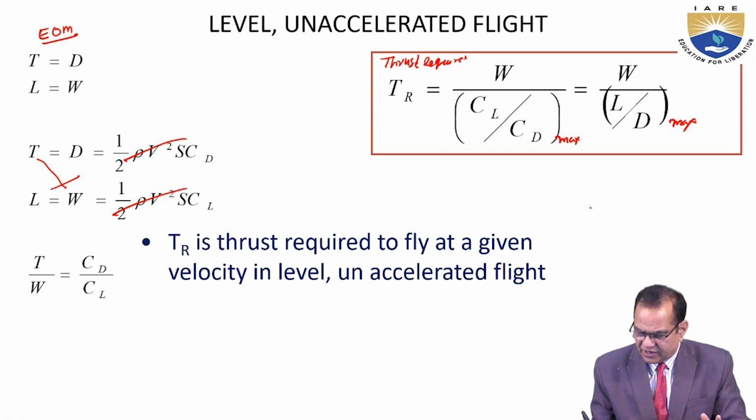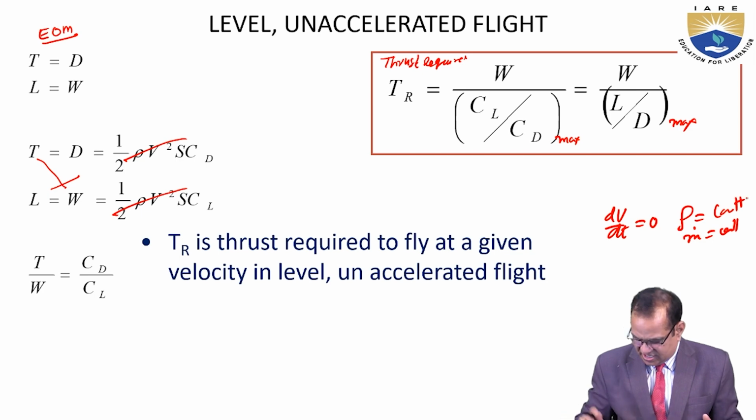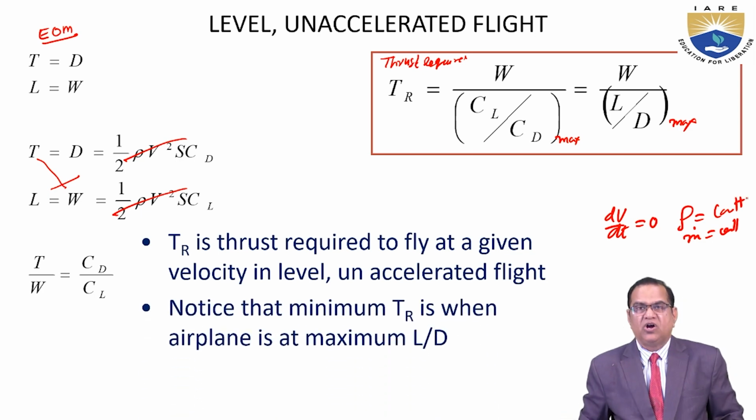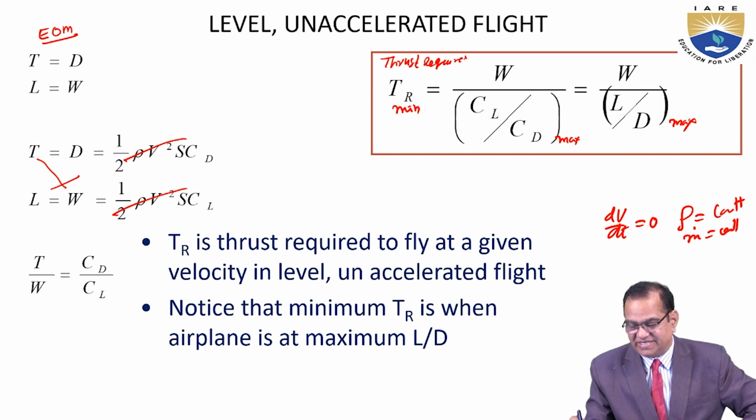As of now, we are only discussing that dV by dt is equal to 0, and rho is constant, m is constant. Okay, rate of change of mass also constant. These all things are constant. Notice that TR is minimum when the airplane is at maximum L by D.